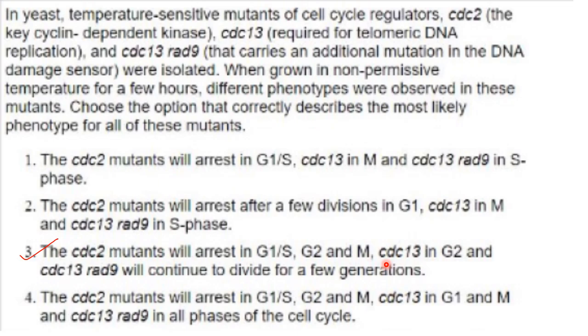Now why does it divide? Because of the mutation in the DNA damage sensor. DNA damage is not being sensed because it is mutated. So it will continue to divide for a few generations. Rad9 is responsible for sensing DNA damage. So that itself is mutated means it will continue to divide for a few generations. So the answer here is option 3.